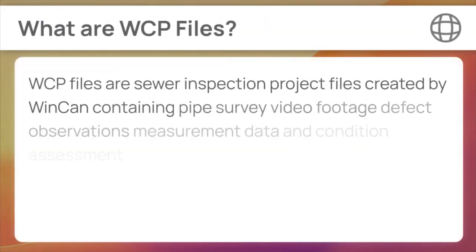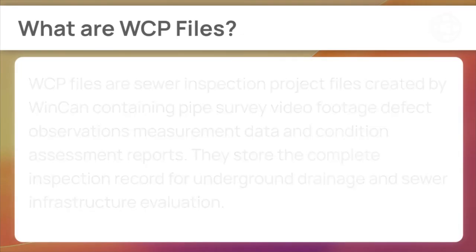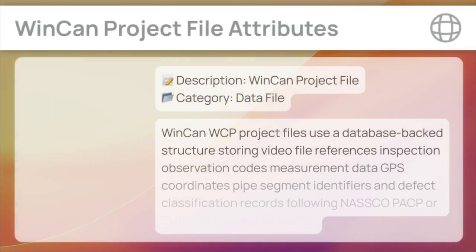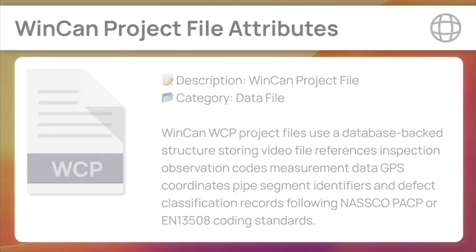WCP files are sewer inspection project files, created by WinCan, containing pipe survey video footage, defect observations, measurement data, and condition assessment reports. They store the complete inspection record for underground drainage and sewer infrastructure evaluation. WinCan WCP project files use a database-backed structure storing video file references, inspection observation codes, measurement data, GPS coordinates, pipe segment identifiers, and defect classification records following NASSCO PACP or EN 3508 coding standards.